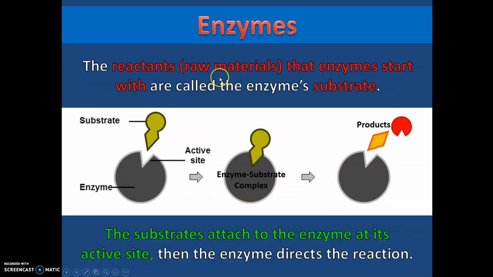The reactants, or the raw materials that enzymes start with, are called the enzyme substrate. Just like we said before, the substrate is the beginning or the reactant of the reaction that's going to happen in the enzyme. The substrates will always attach to the active site. So remember that the active site is where the enzyme will digest or synthesize any molecules that it needs to.